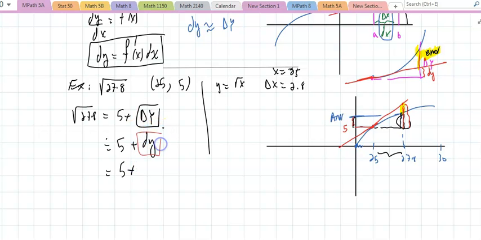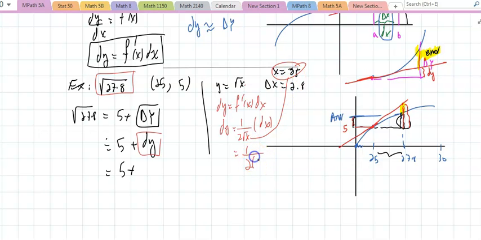I'm trying to figure out what this is. Now, keep in mind, I don't want to approximate this. I'm not talking about a calculator. I'm talking about by hand. That's an irrational number. Well, I know that dy is f prime of x dx. The derivative of a radical is 1 over twice the radical of x times dx. That is 1 over twice the square root of 25, which is 5, times 2.8. This is 0.1 times 2.8, which is 0.28. So we're saying this is 5.28.